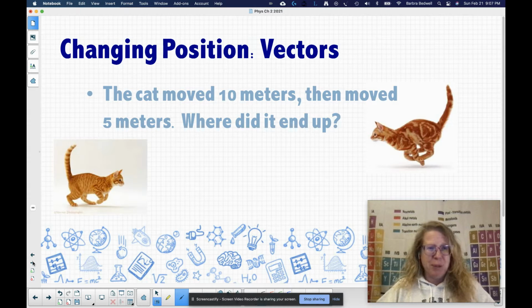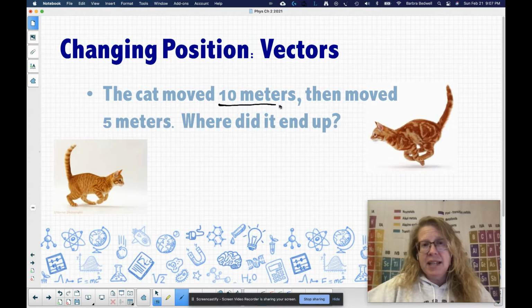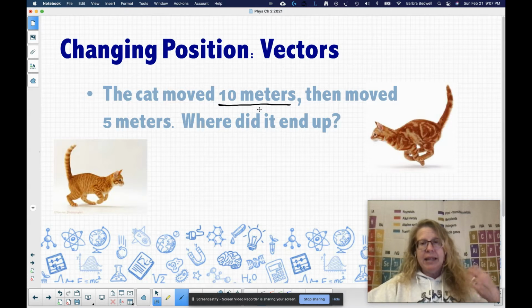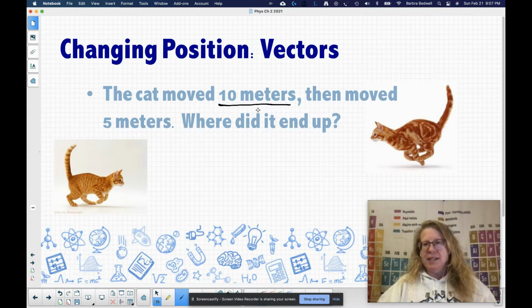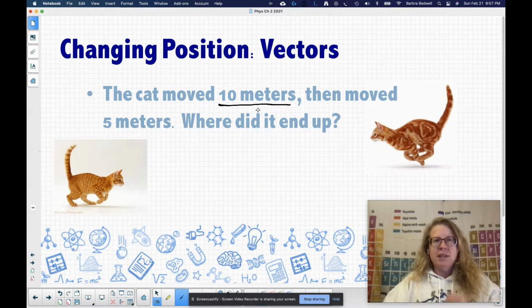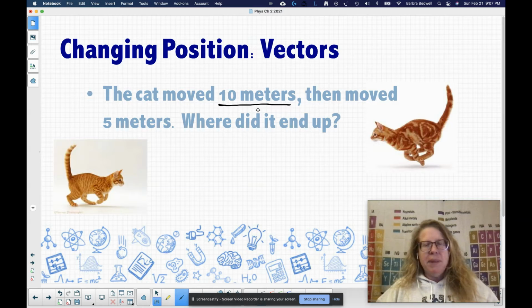So I've got pictures of, not really, but pictures of the cat here. So let's say the cat moves 10 meters, then moves 5 meters. Where did it end up? Well, that depends on a lot of things. And this is where the thing about vectors comes into play. So you guys know that this thing, 10 meters, is something like distance, right? How far did it go? But there's a different discussion that we talk about in physics a lot that's not just distance, but it's the distance in a given direction. This is what makes it a vector, because something is a little bit different.